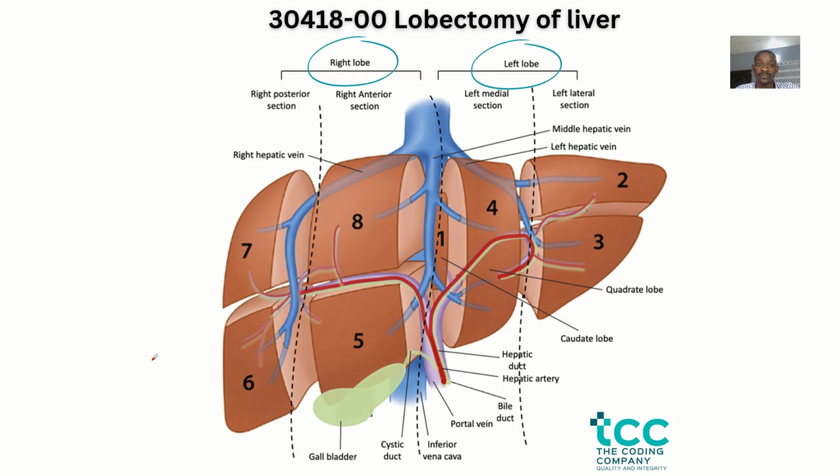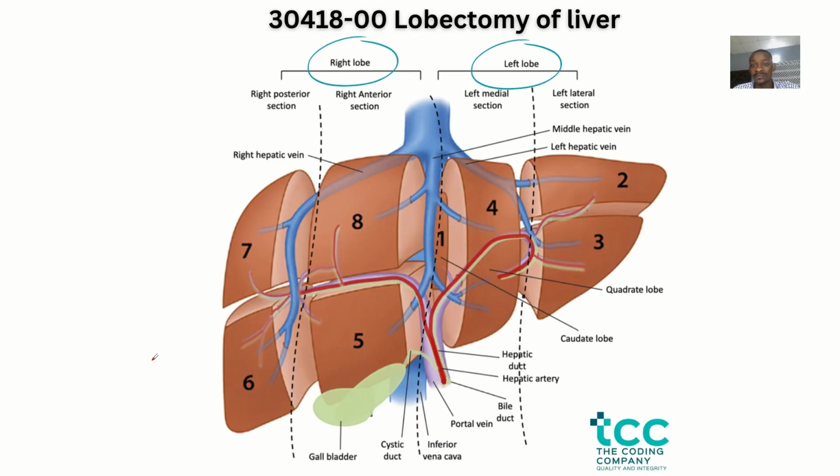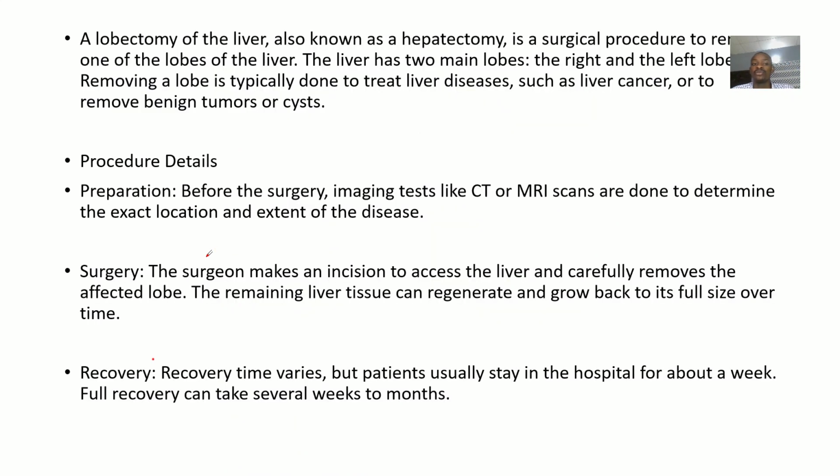On that basis, we'll be talking about the lobectomy of the liver. Lobectomy of the liver is simple. The liver has the right and left lobe. So lobectomy is basically, if you have a problem in just the right lobe, you might want to remove only the right lobe. If you have a problem in the left lobe, you might want to remove only the left lobe. Do you understand? So the lobectomy of the liver is what we are going to talk about.